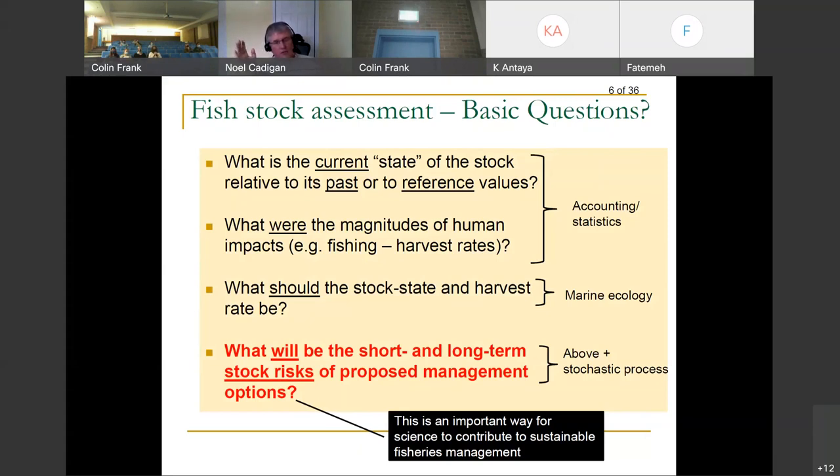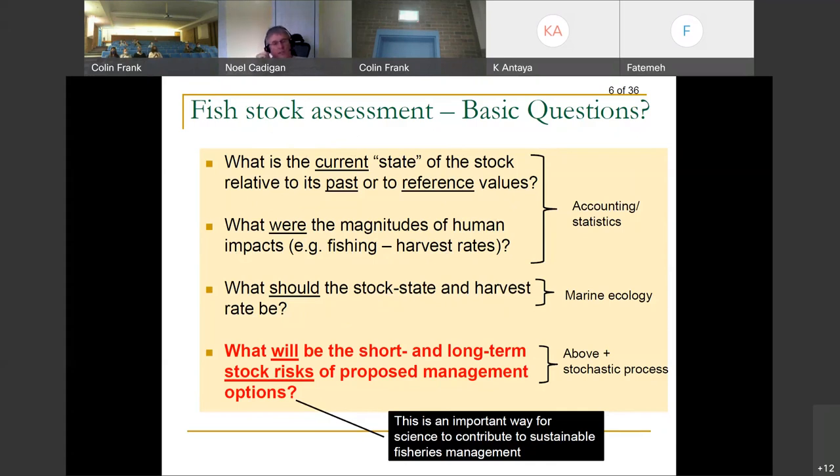And closely associated with this is another question about what were the magnitudes of human impacts? And usually we're talking about fishing impacts. The skills you need to address these questions are basically accounting or actuarial skills, statistical skills. You don't really need to know much about fish biology or marine ecology to address these things.